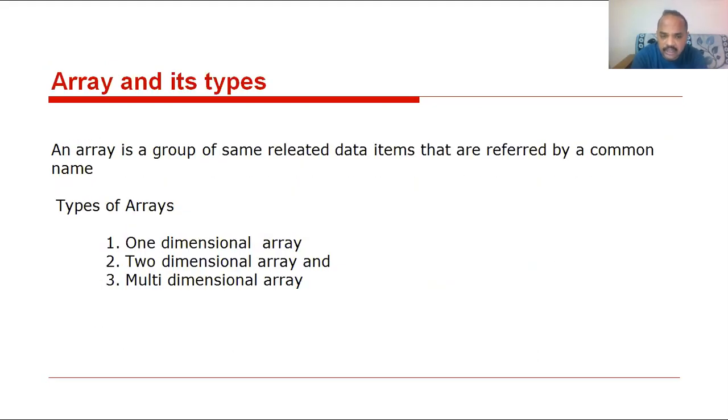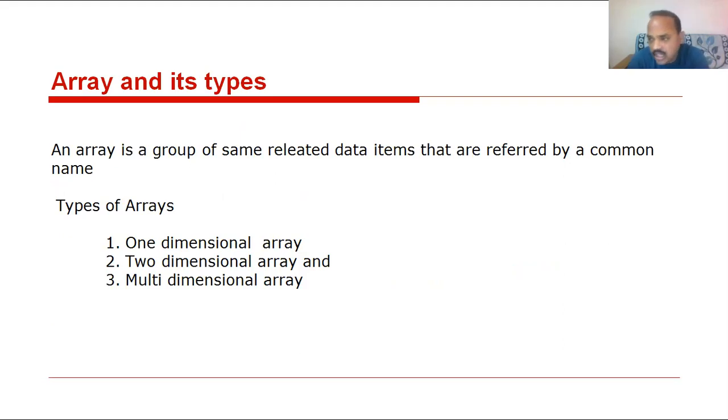Next is array and its types. We know what an array is. An array is a collection of data items with a common name. There are three types of arrays: the first one is the one-dimensional array, the second is the two-dimensional array, and the third is the multi-dimensional array. What is a one-dimensional array? A one-dimensional array is a list of elements, placed along either the x-axis or the y-axis.